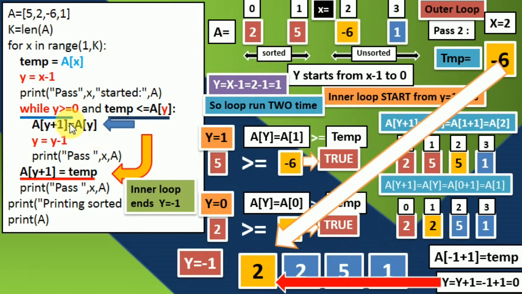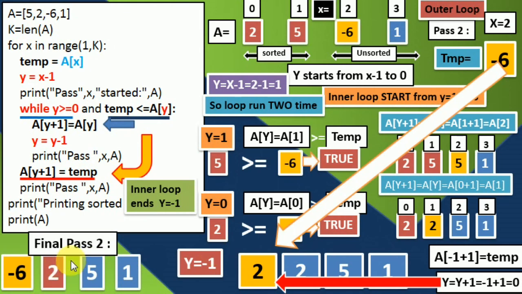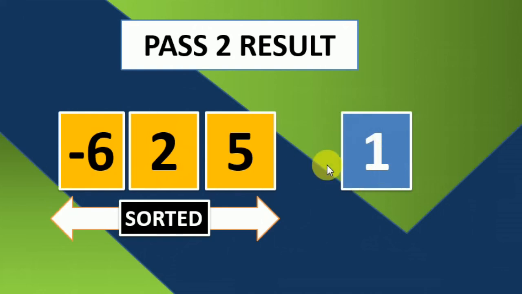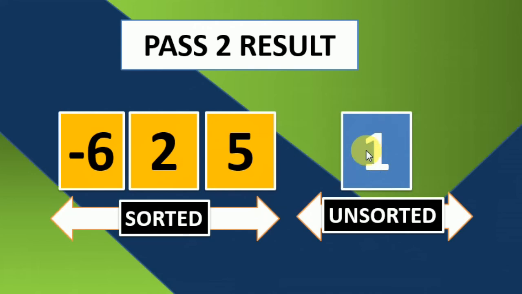Now the loop is going to finish. When y comes out, what is the value now? Again that is going to be minus 1. Minus 1 plus 1 is equal to 0. So it will override that value with the temp value. What is that? Minus 6. So what is the final result? Minus 6, 2, 5 and 1. That is the final pass 2 value. So when pass 2 has finished, we got 3 sorted values and 1 unsorted value. Minus 6, 2 and 5 are sorted and 1 is unsorted.